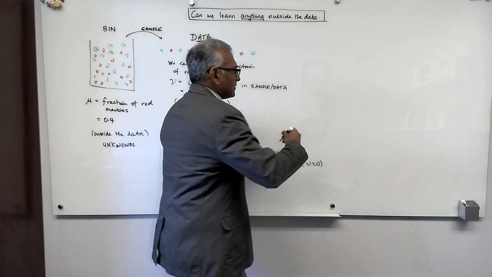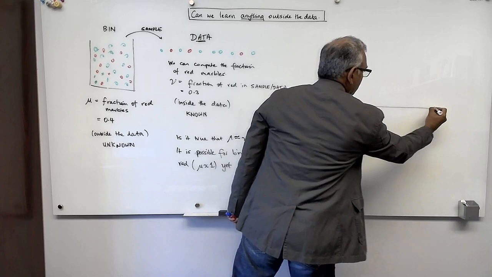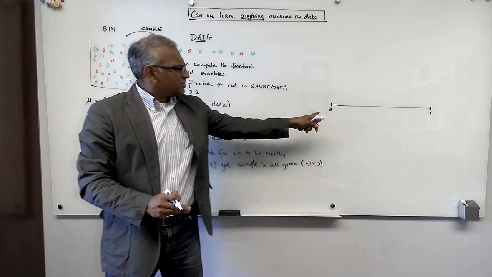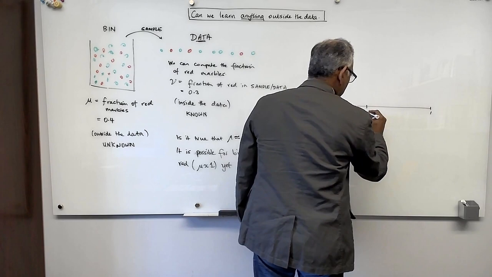What I'm going to do here is draw on the x-axis the possible values of nu, from 0 to 1. When I draw 1,000 marbles, it's possible that I get 0 red. It's possible that I get 1,000 red. And it's possible for me to get pretty much anything in between at a resolution of 0.001. Now here's where mu sits. Mu is 0.4.